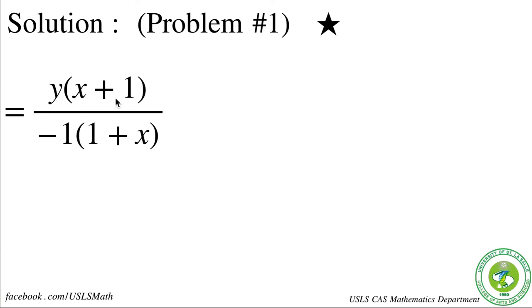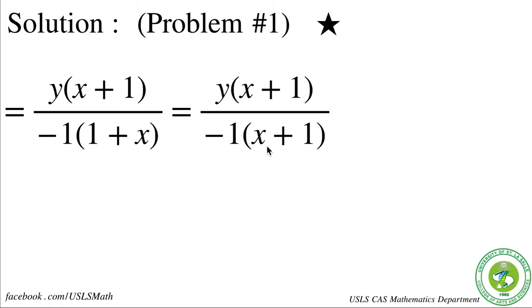So we can see a common thing here. By commutativity, we can do it like this, and then clearly we can cancel this quantity, x plus 1, cancel it here, which will leave us with this term: y over negative 1.